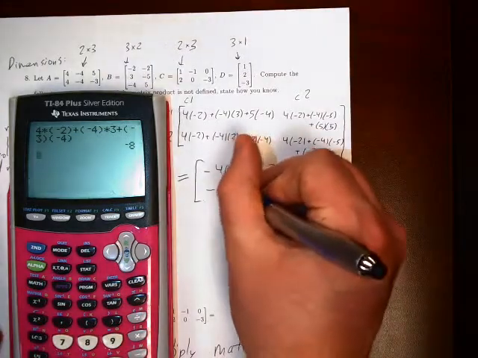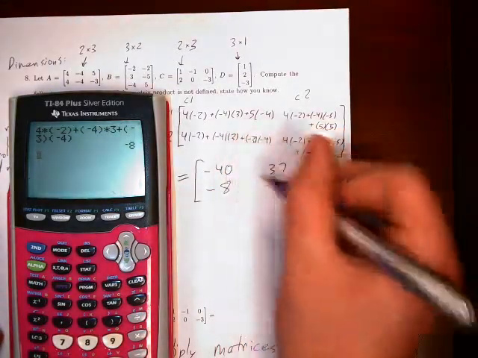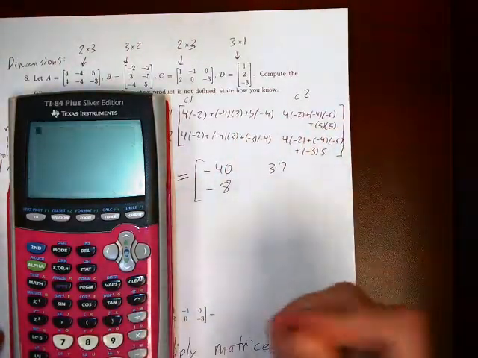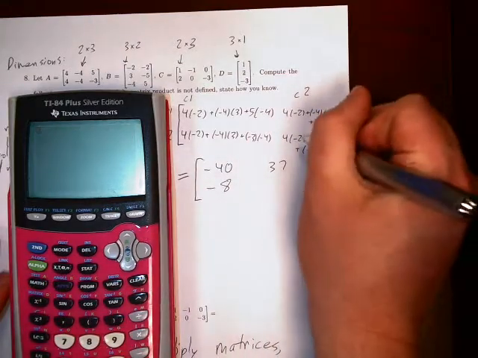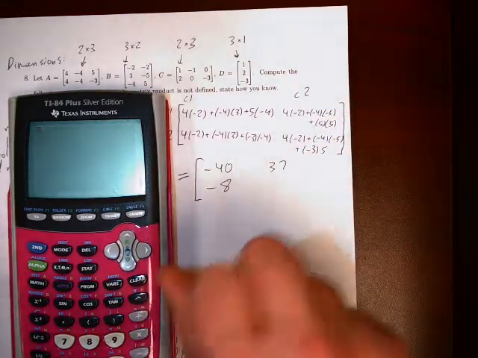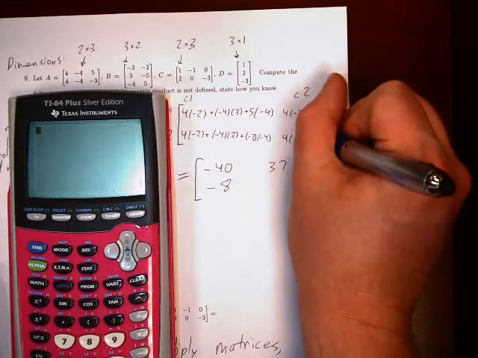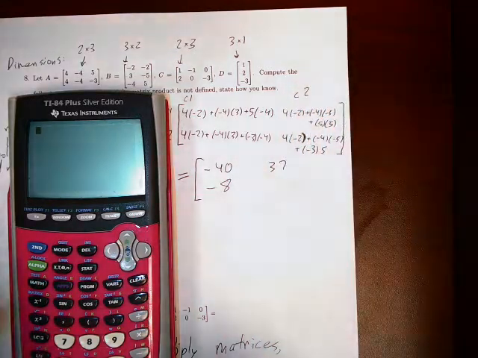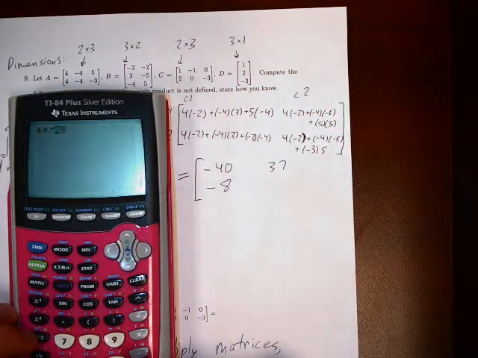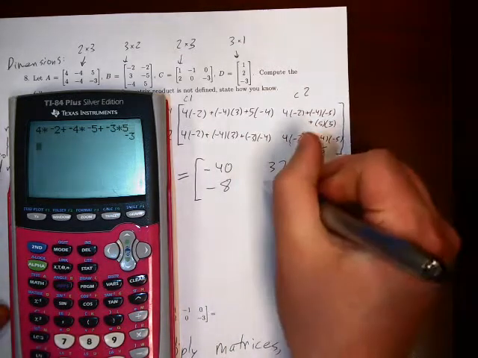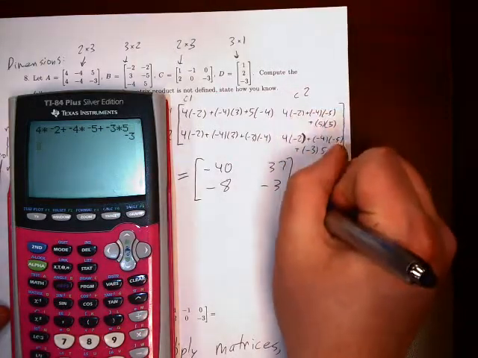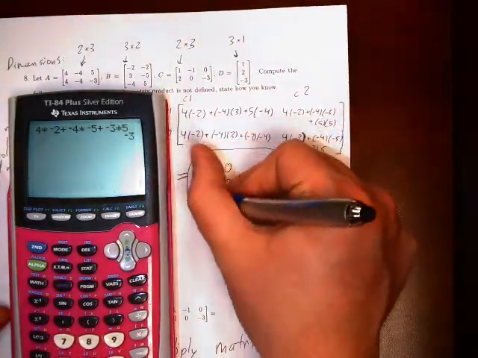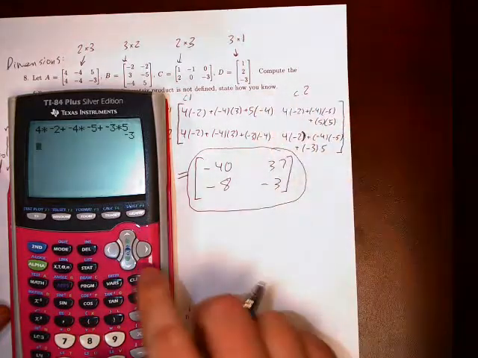We get negative 8. And last but not least, for that last entry in row 2, column 2, make sure we understand this is a parenthesis over here. We have 4 times negative 2 plus negative 4 times negative 5 plus negative 3 times 5, and we get negative 3. So this matrix would be the result of our multiplication.